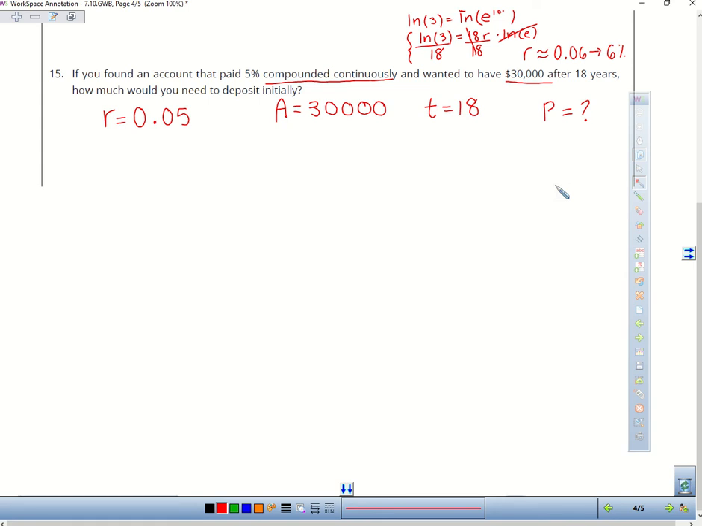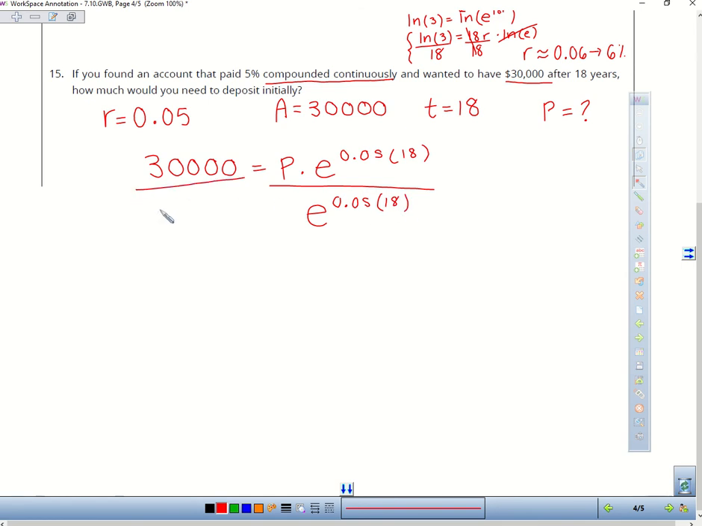If it's R or T that you have to solve for, you know you're going to use a log. If it's A or P, most likely you don't have to use the log. So 30,000 equals P times e to the power of the rate times time. Well, I can solve for P by just dividing both sides by e to that power, right? And I can put this whole bit in the calculator to get my P.